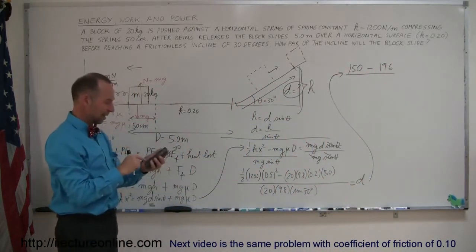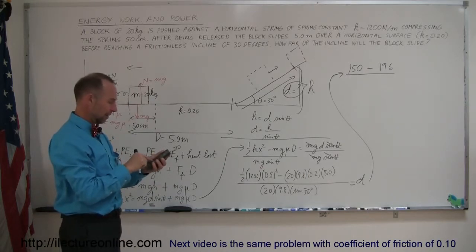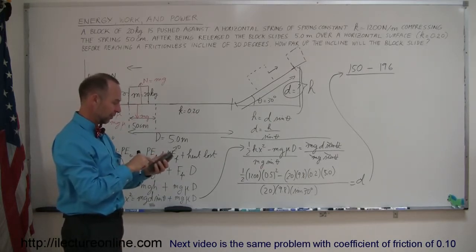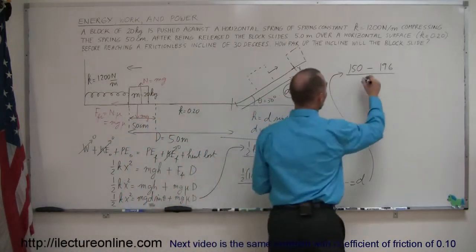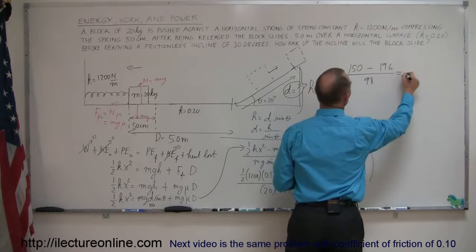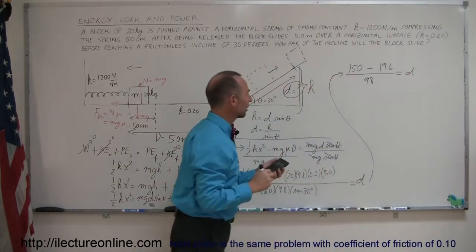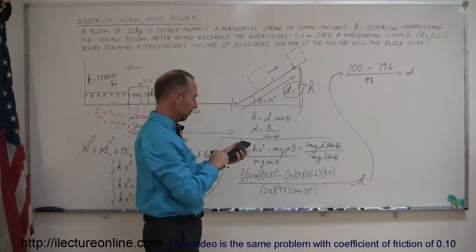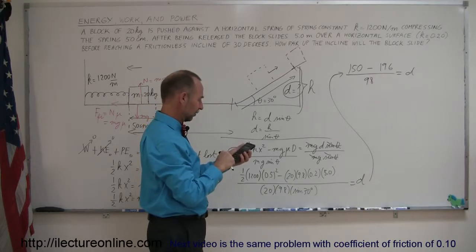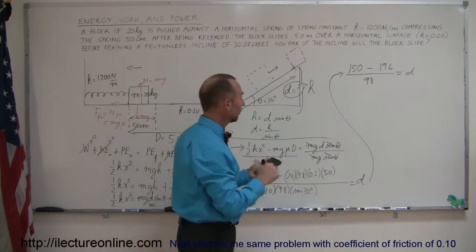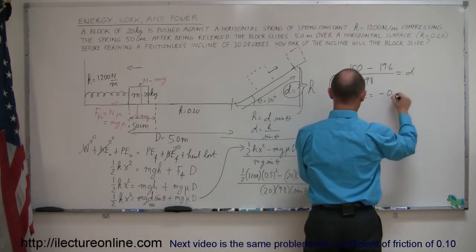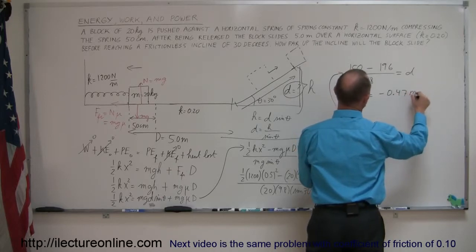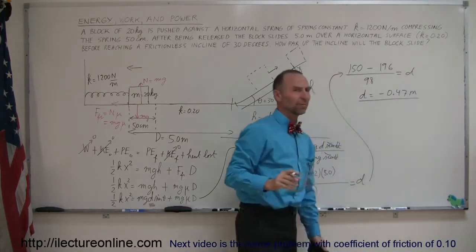We're going to divide that by 20 times 9.8 times the sine of 30, which is 0.5, which is divided by 98, which is equal to the distance traveled. So what do we get here? We get 150 minus 196 divided by 98, and we get a distance equal to minus 0.47 meters. So what does that mean?